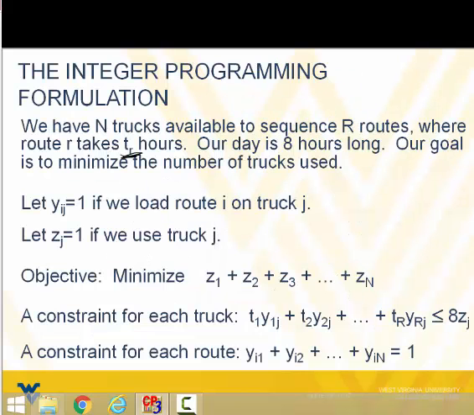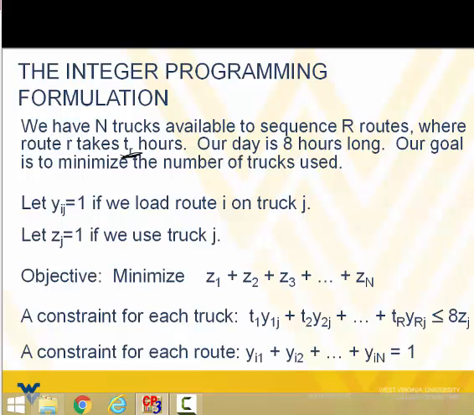We are given our capacity of the workday. In this case, we have an 8-hour workday, and we want to minimize the number of trucks. So we have to specify 2 binary variables. One binary variable is y sub ij, and y sub ij takes on a value of 1 if we load route i on truck j. And then we have a second set of binary variables, z sub j, and z sub j takes on a value of 1 if we use truck j.